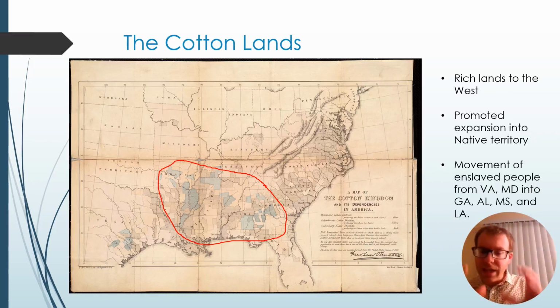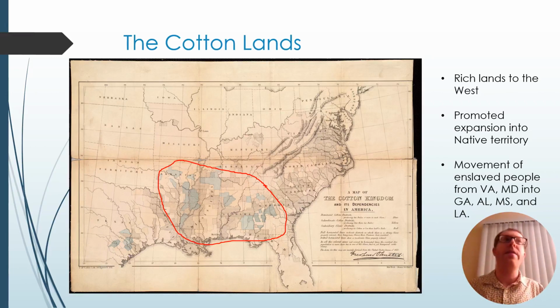This area is what eventually gets called, ironically, the Old South, right? But in fact, it's actually incredibly new. The United States doesn't expand into this territory until the 1820s, 1830s. The Civil War happens just 35 years later. This was a new place where cotton plantations were being set up.